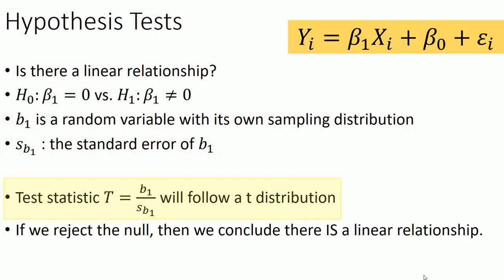And so b1 divided by s_b1 is going to follow a t distribution under the null hypothesis, and that's what we're going to use. That will give us a p-value, and we can say whether the p-value is small enough to reject the null. If we reject the null, that's rejecting the idea that the slope is equal to 0, and so we're going to say there is significant evidence from the data to suggest that the slope is non-zero, which means there is a linear relationship. So that's the idea.